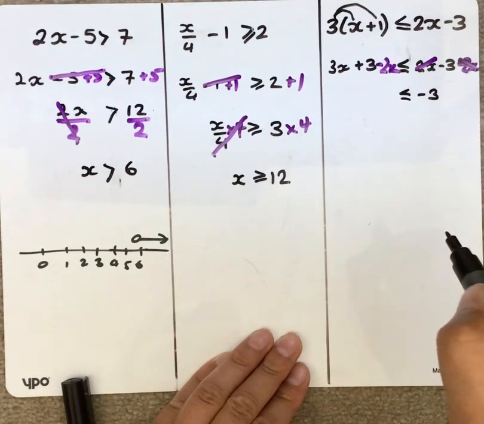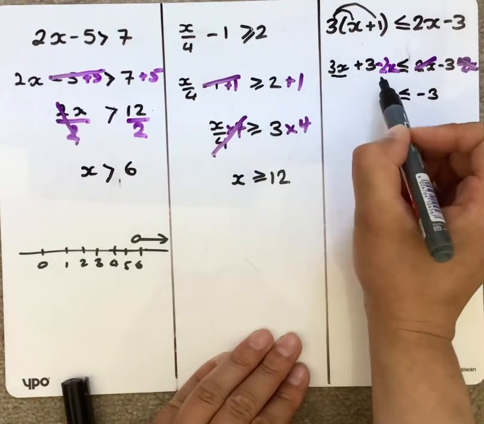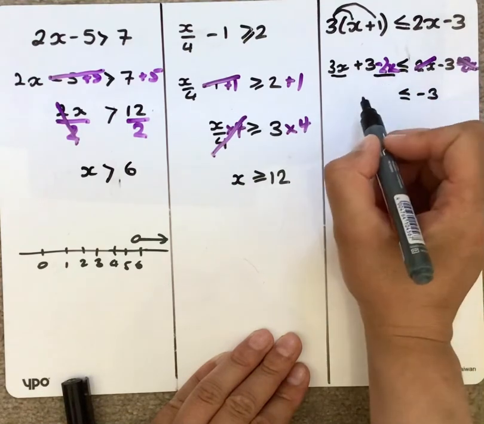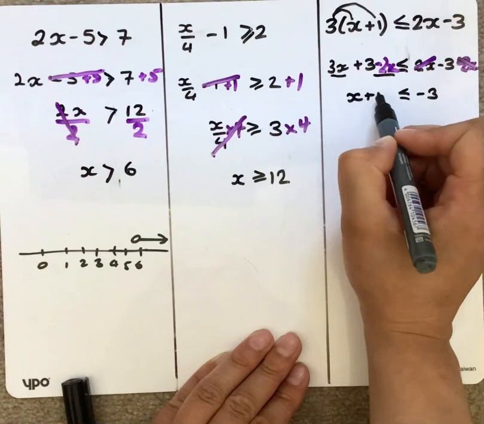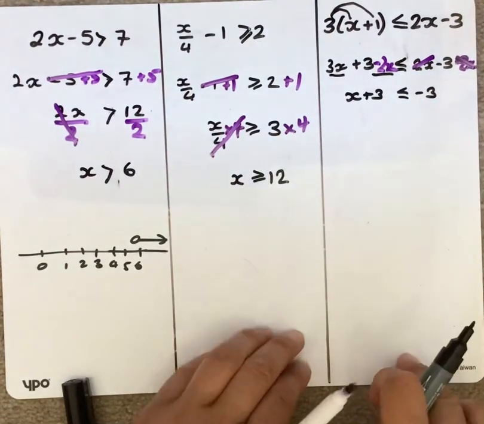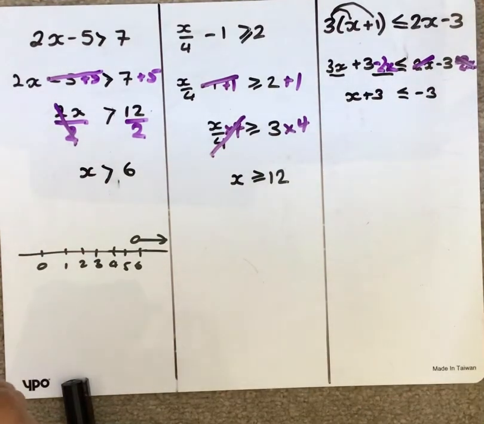On the left hand side, I have 3x here and take away 2x here, which just gives me x, and then don't forget that plus 3 as well. So I've now got x plus 3 is less than or equal to minus 3.